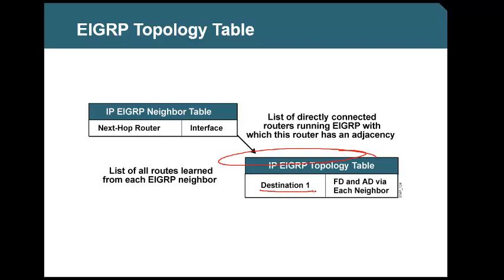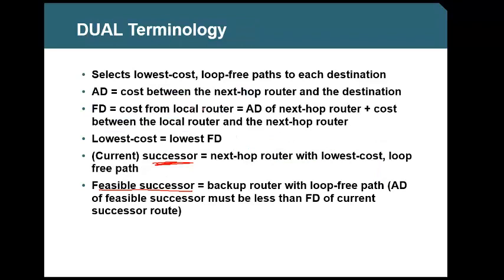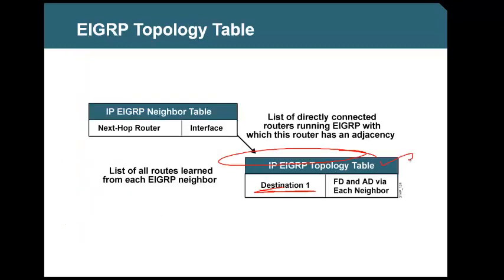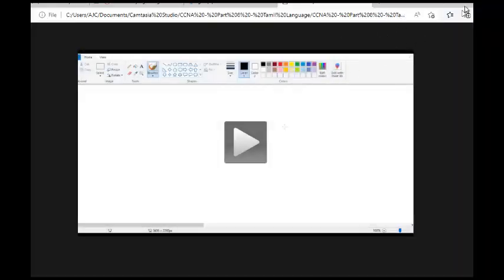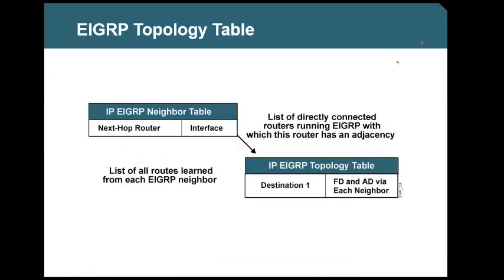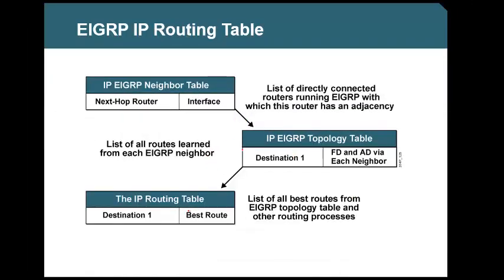So for each destination, in the topology table, you will have a successor as well as a feasible successor route. I would like to go deeper into this in our next class. As of now, I just take these two terminologies. Successor means primary, feasible successor means backup. For every destination, the topology table will maintain the primary and the backup. As I said earlier, you can have up to 32 if they satisfy something called the feasibility condition, which we'll be seeing later in our next class. So next is the routing table. The routing table will have the best route.